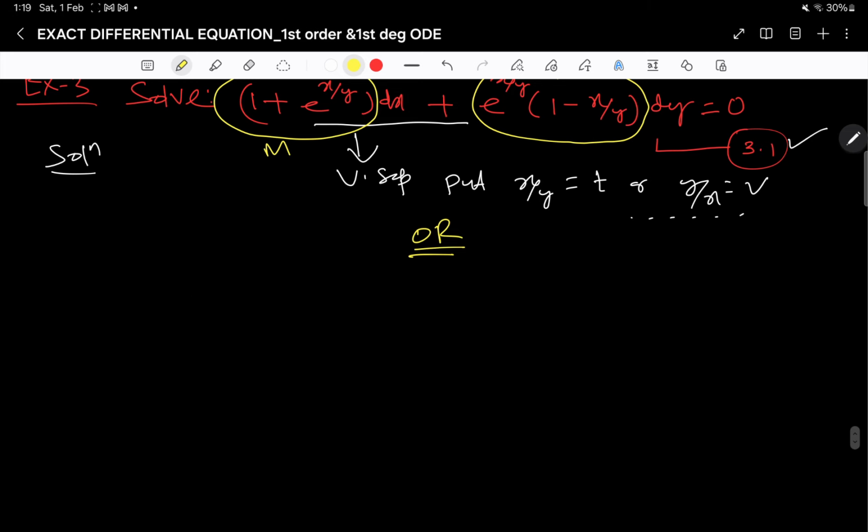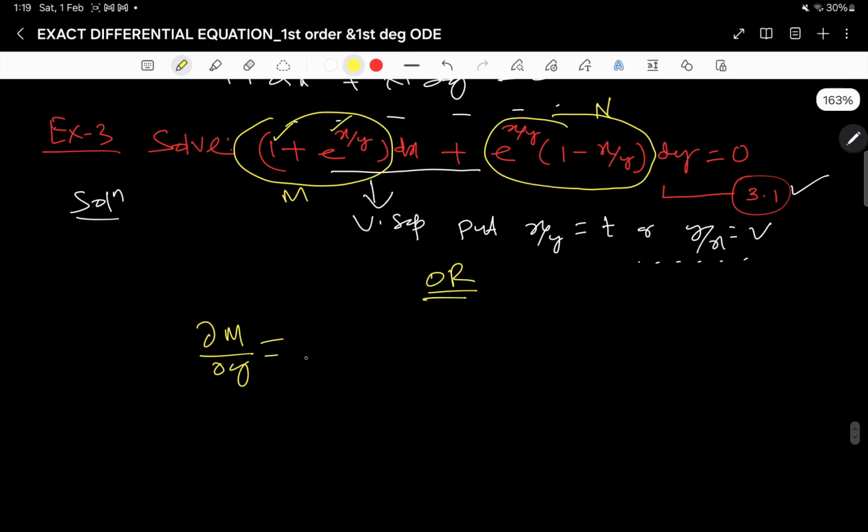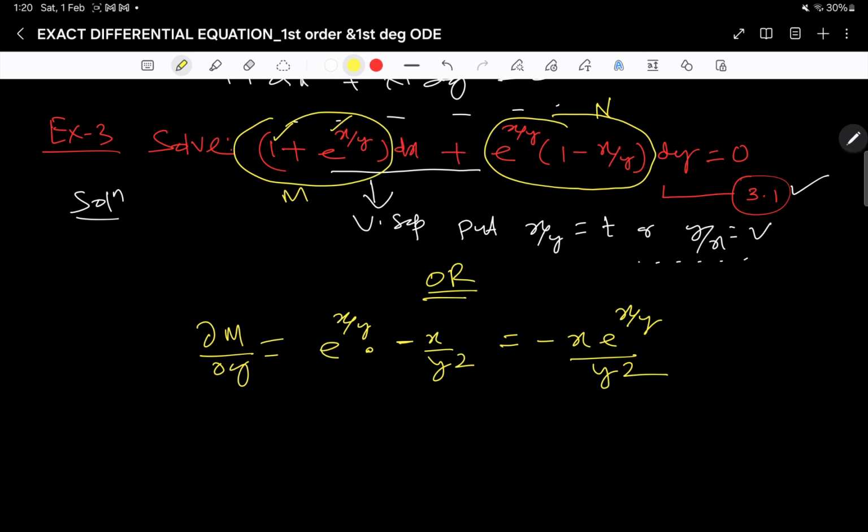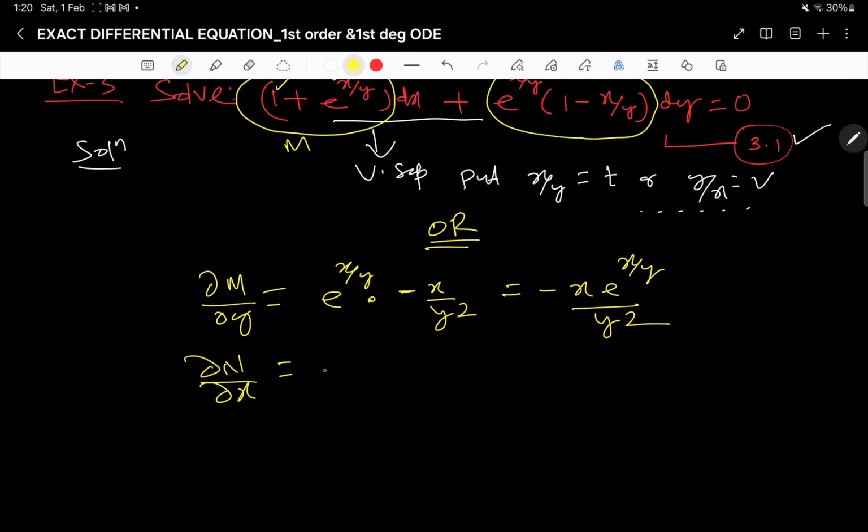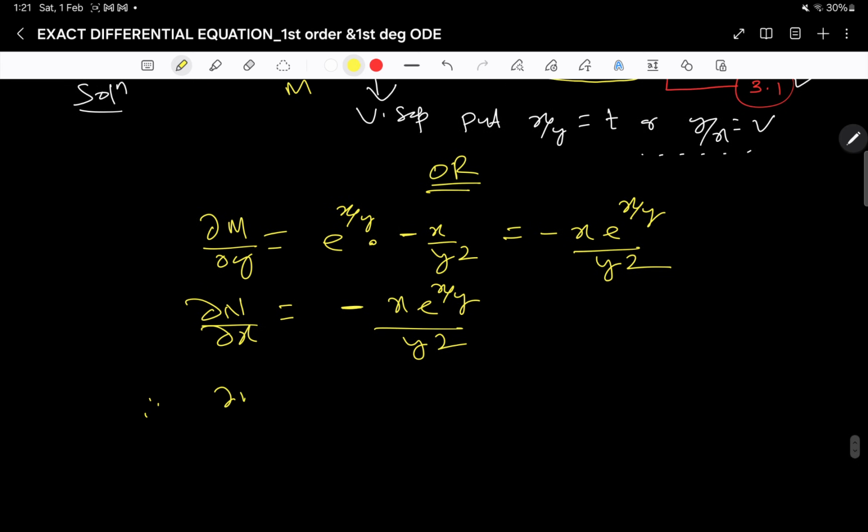Now what is my del M by del y? Del M by del y is equal to, this is 0 and this is e to the power x by y. Because of chain rule, it is x by y into minus of x by y square. So this is equal to minus x e to the power x by y divided by y square. Now what is my del N by del x? If I differentiate it, the same x e to the power x by y divided by y square will come out. So therefore del M by del y is equal to del N by del x.